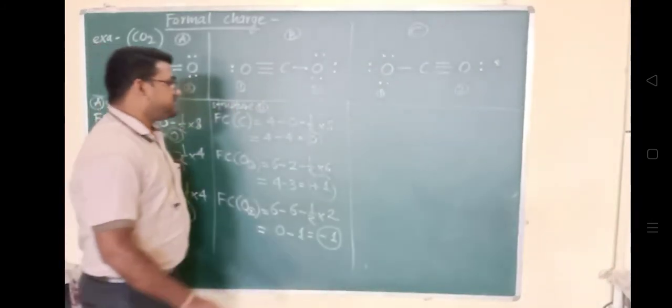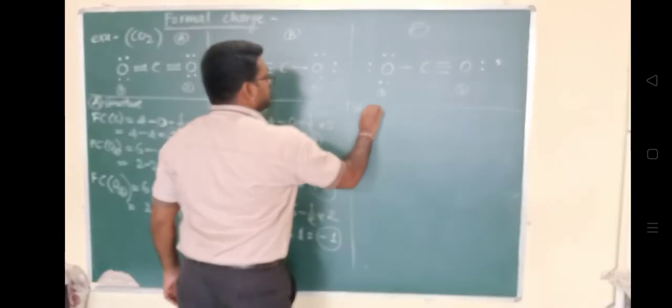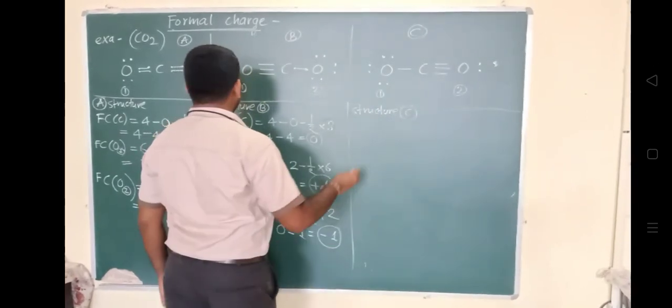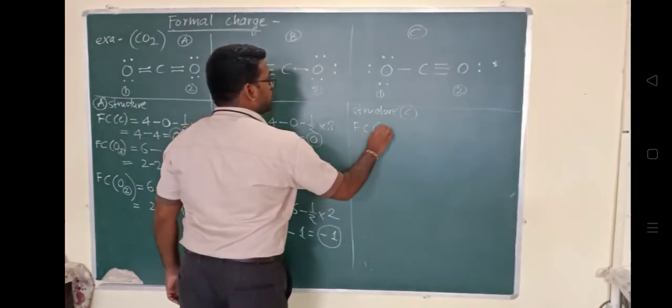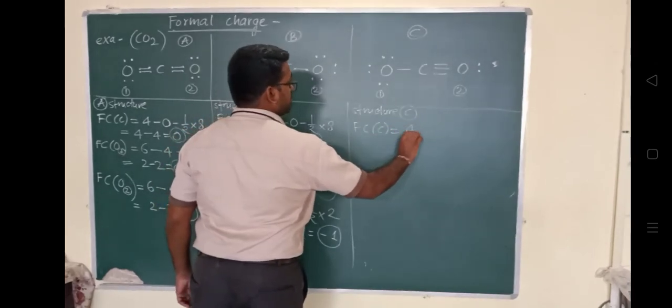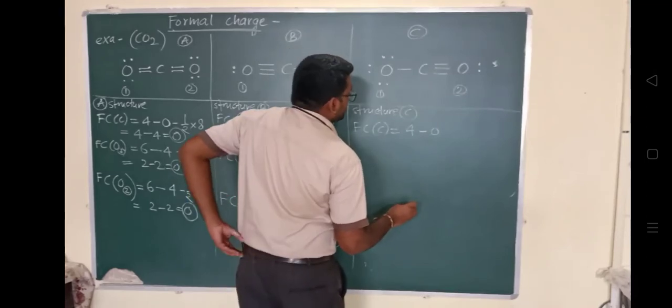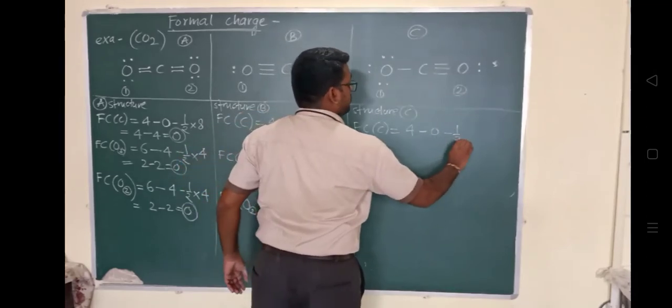Similarly, we will find out for structure C. For structure C we will calculate as well. So the formal charge over the carbon atom equals 4, the number of valence electrons, minus 0 unbonded electrons, minus 1 by 2 multiplied by the bonded electrons.